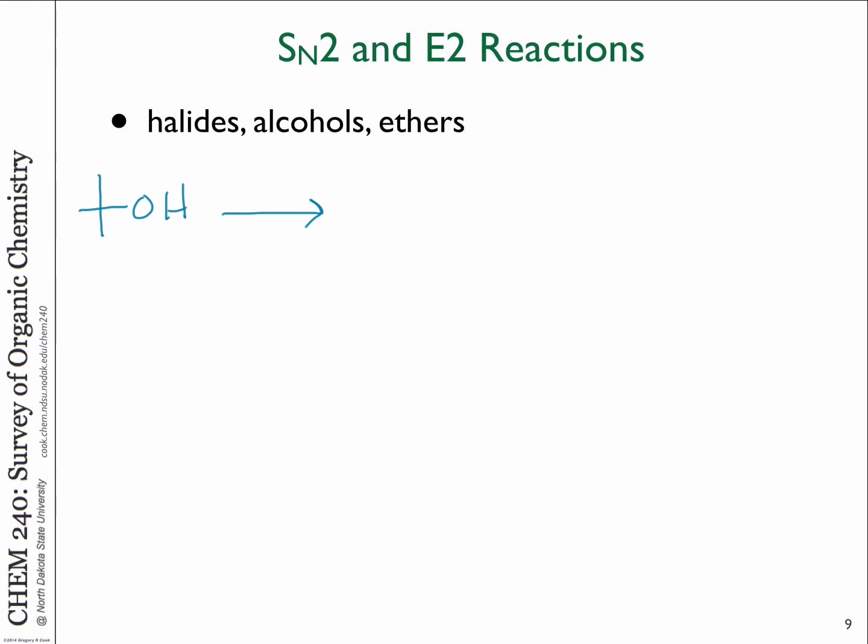And if we want to do that, what's the base we use to make the alkoxide? What's the base we use? NaH. That will deprotonate an alcohol like tertiary butanol. Make an alkoxide. I'll put this in for clarity.